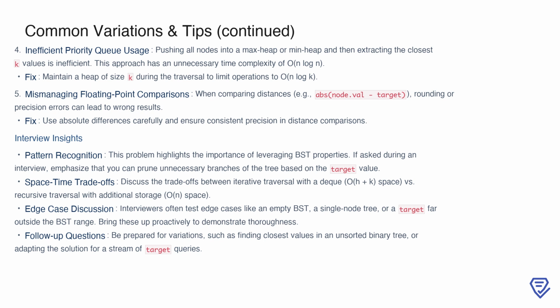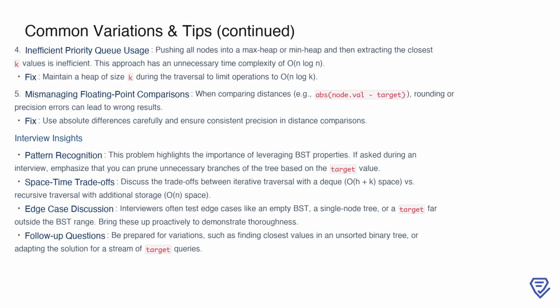Floating point comparisons are another tricky area. When calculating distances, such as the absolute difference between a node's value and the target, rounding or precision errors can give incorrect results. To avoid this, you should handle absolute differences carefully and ensure consistent precision throughout your comparisons.